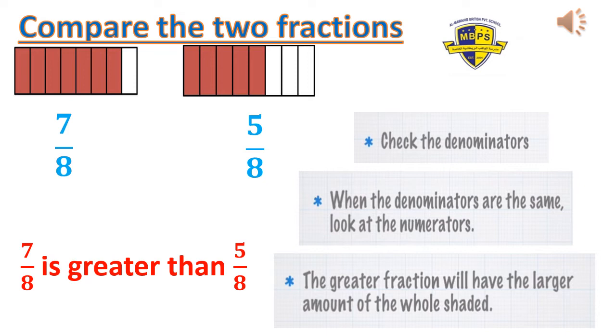Now, in the first fraction, the numerator is, that's right, 7. And in the second fraction, the numerator is 5. So which numerator is greater? Right, students, 7 is greater than 5. So which fraction will be greater? 7/8 is greater than 5/8.